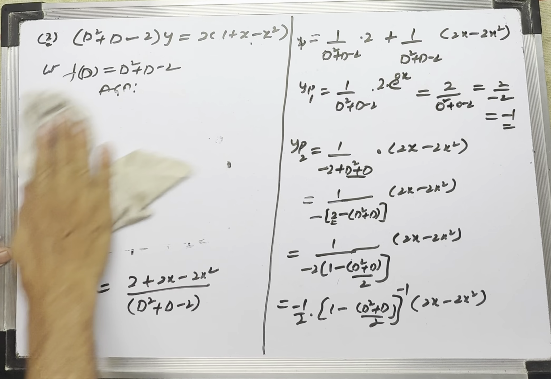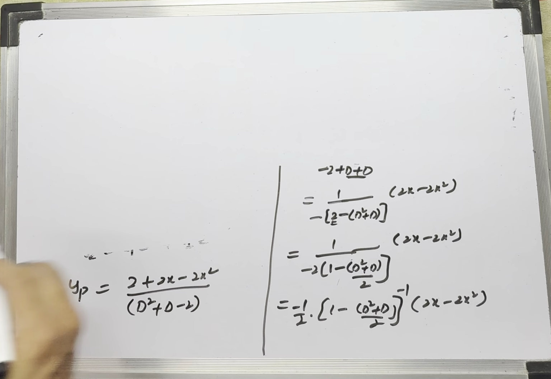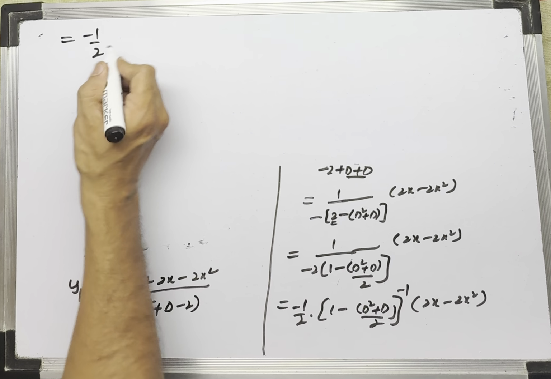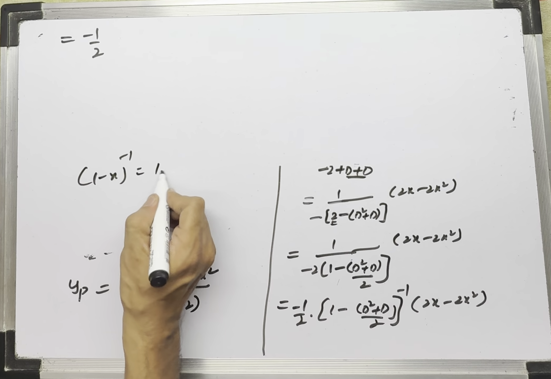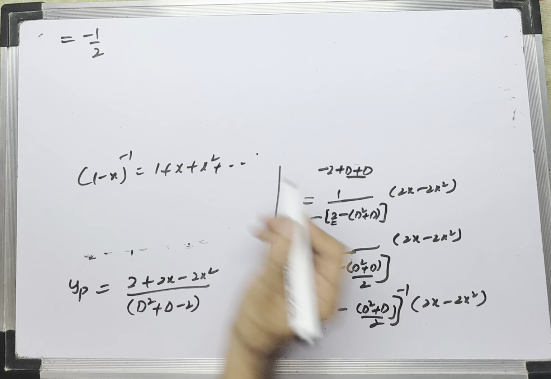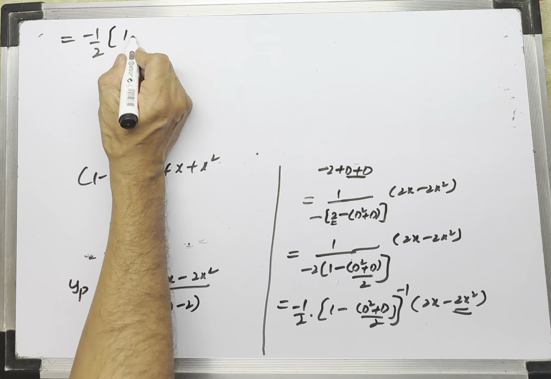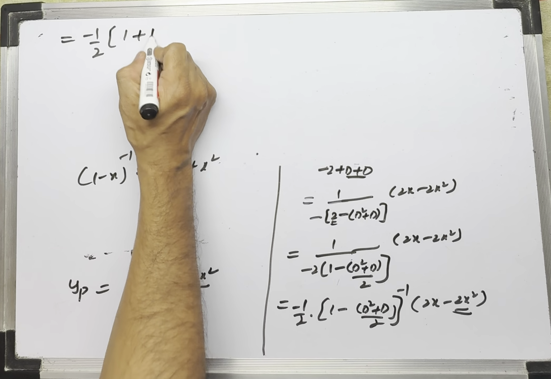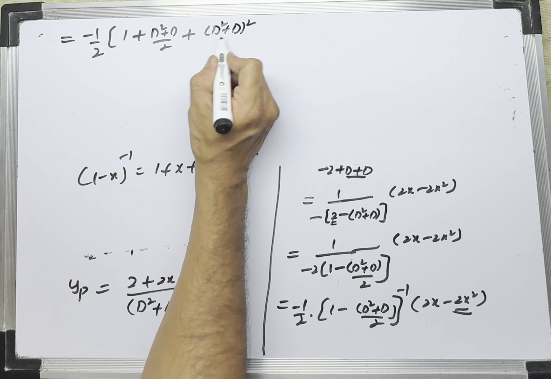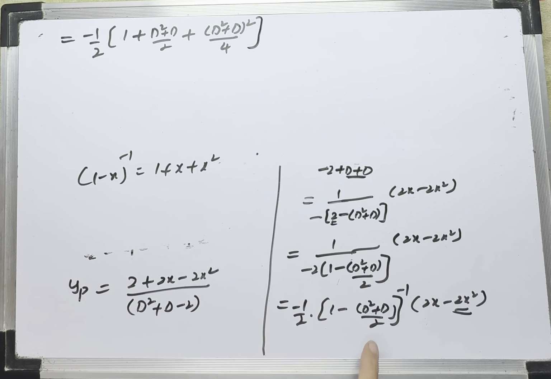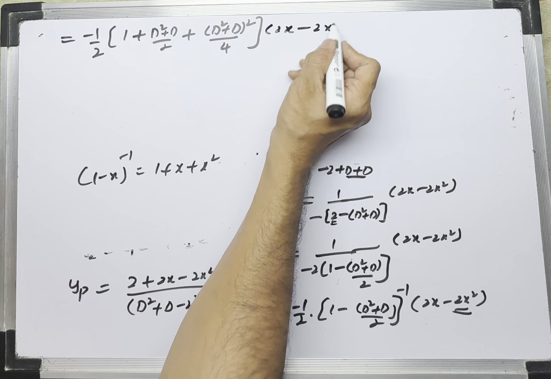Then minus 1 by 2. 1 minus x inverse formula is 1 plus x square plus so on. Because the highest degree is x square, you can expand till x square. So what I will get here: 1 plus this is x, this bracket is x, plus x square divided by this x square, 4. Consider this denominator also while squaring. So this is 2x minus 2x square.